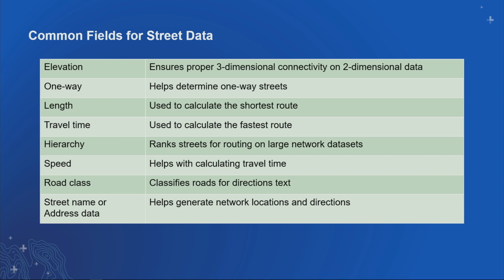You see length, travel time, and speed are examples of fields that you can use to build costs on your network. I'll tell you what a cost is a little bit later on, but in general, it's the thing you're trying to solve against. Am I solving for the shortest time? Am I solving for the shortest distance? You can build that out of some of the fields on your data. Hierarchy ranks the streets by importance. So freeways, highways, can be a little bit more important than maybe alleys, and so the solvers can use this information to help minimize your routes. And there's a couple common fields for generating directions, including road class and a street name or address data field that Alan will go over in a minute.